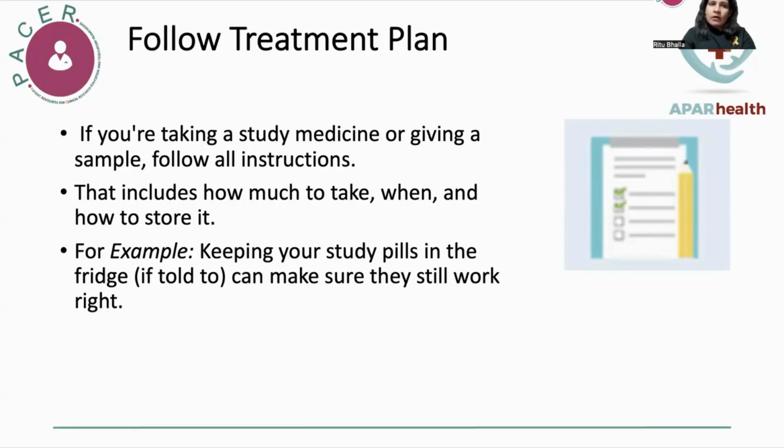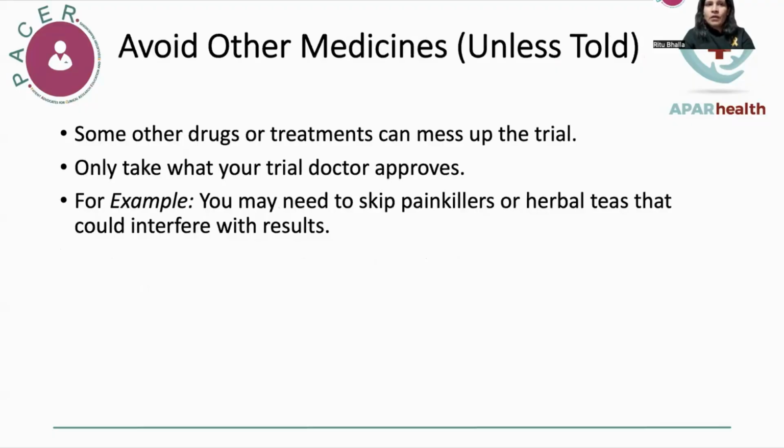instructions. That includes how much to take, when to take, and how to store any medicine, or which kind of temperature you should be at, what kind of things you should eat. For example, keeping your study pills in the fridge, if told, can make sure that they still work right. Avoid any other medicine unless told. Some other drugs or treatment can mess up the trial.